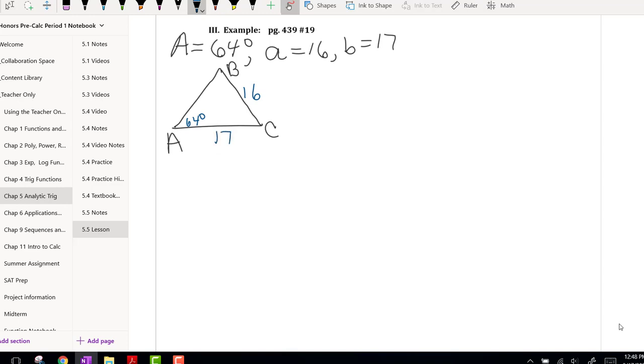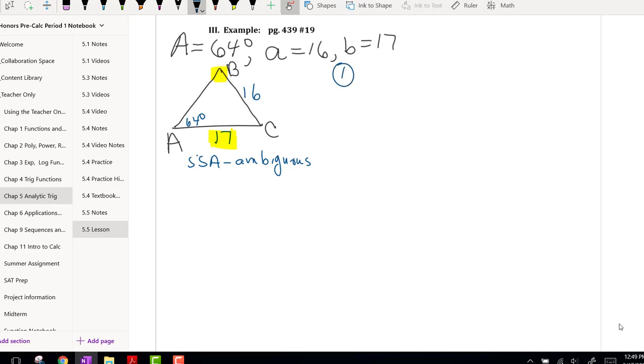Now if you notice, we have side side angle. So this is ambiguous. So we are going to have to check to see if it's possible to have a triangle, and then if it is, will we have 2 triangles? So here's how you go about doing that. Since we're given side B, we can use the law of sines to find angle B. So that's going to be our first step.